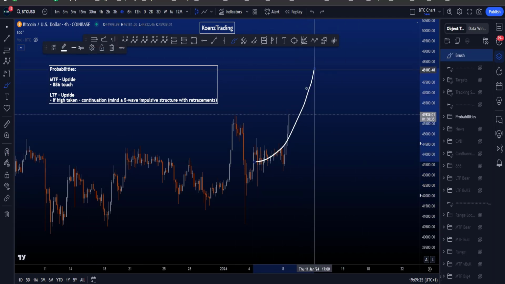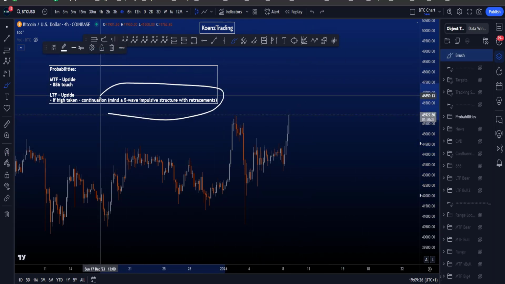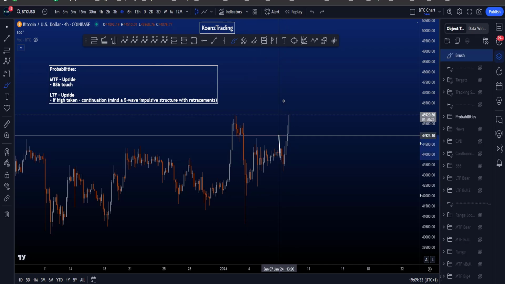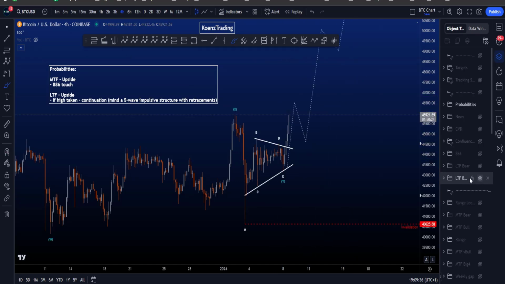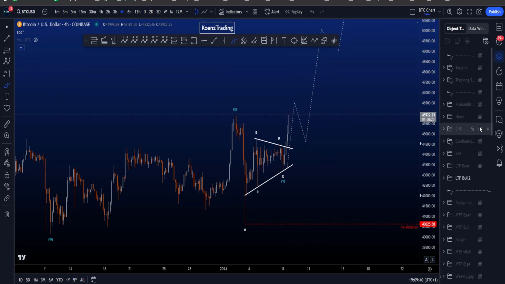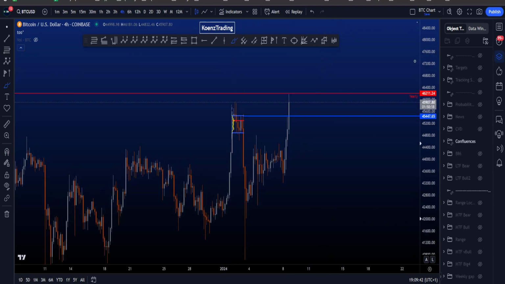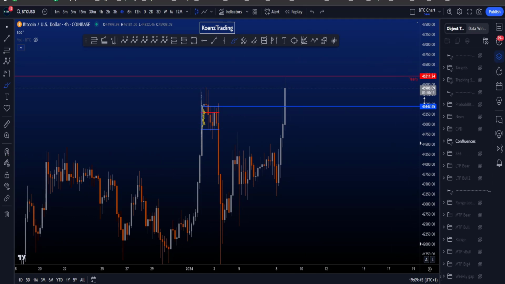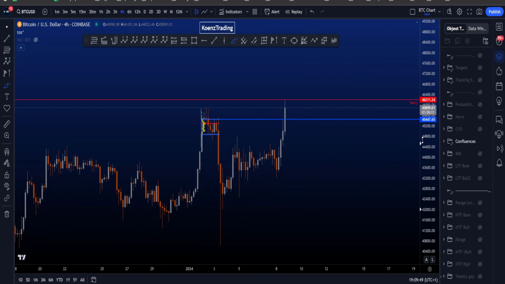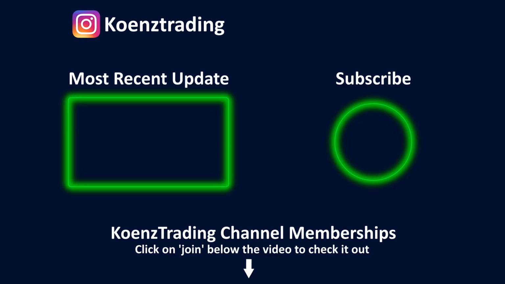The probabilities would be higher to see continuation, but keep in mind that continuation doesn't mean only price moving in straight lines, right? If we are looking for an impulse, we can also expect waves to the downside in a wave 2 and a wave 4. And keep in mind the resistance that we have over here, which is that yearly level at 46.2k, which is important resistance.